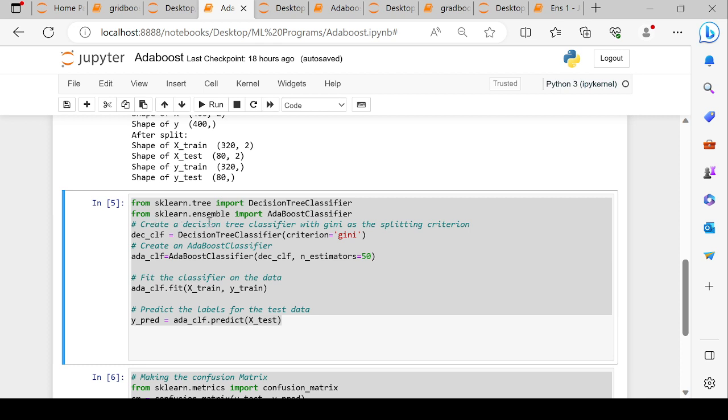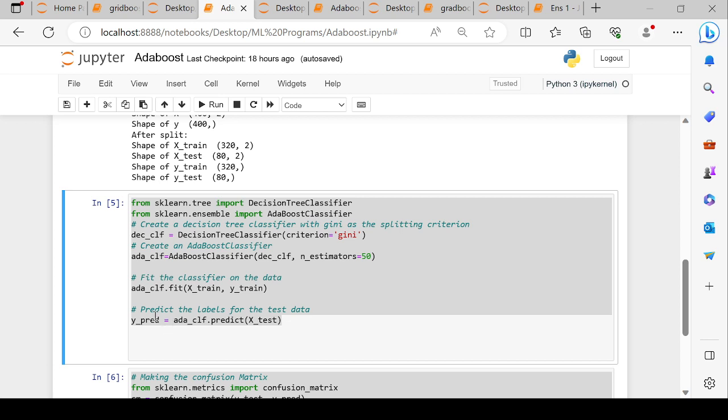You first create a decision tree classifier with Gini as the splitting criterion: DecisionTreeClassifier, criterion Gini. So first you create a decision tree classifier, and then you use it, dec_clf, in the AdaBoost classifier. ada_clf is the AdaBoost classifier using the decision tree classifier. You can also use naive Bayes. n_estimators is equal to 50, so 50 models will be built.